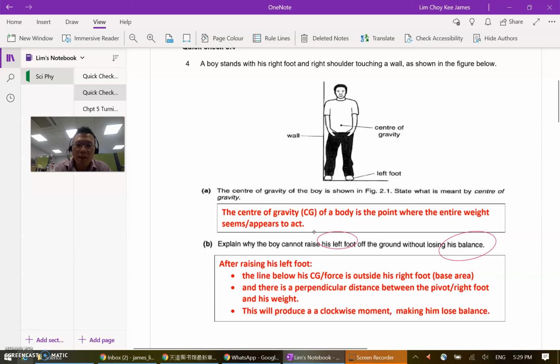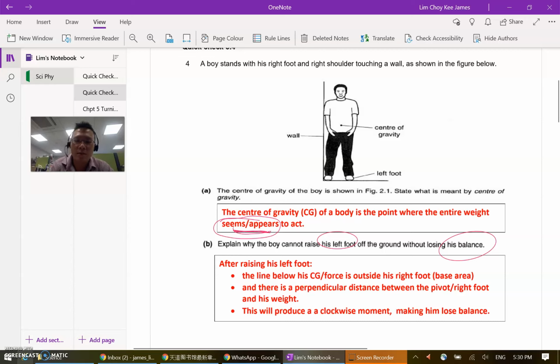Okay, part A, the question asks for the standard definition of CG, center of gravity. In your answer, please take note, you need the keywords. The keyword for stability is what we call seems to act. It's a pseudo point whereby we classify the entire weight as seeming to be acting on this particular point, this pseudo point. That's why the one important word that we're looking out for is the word seems to act or appear to act.